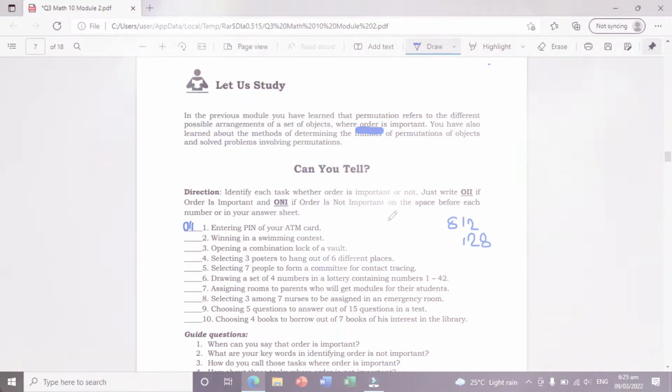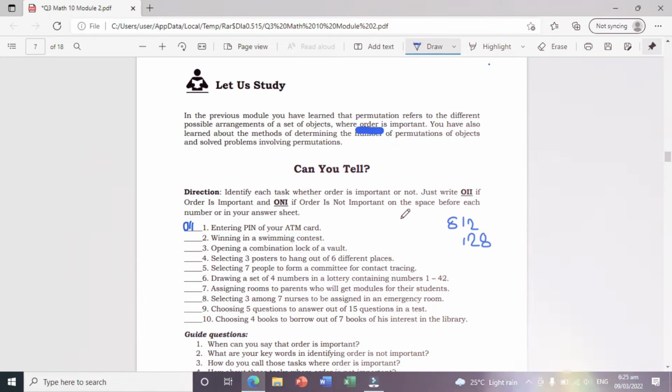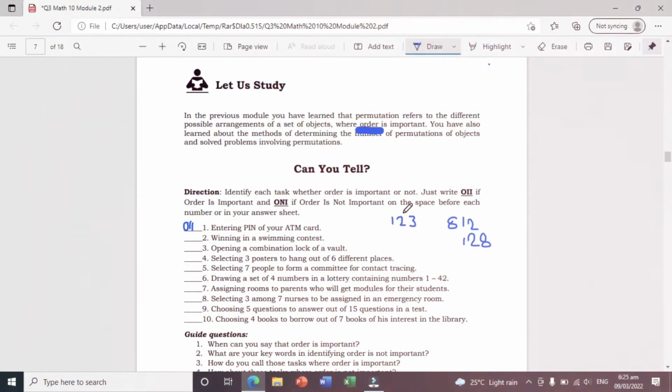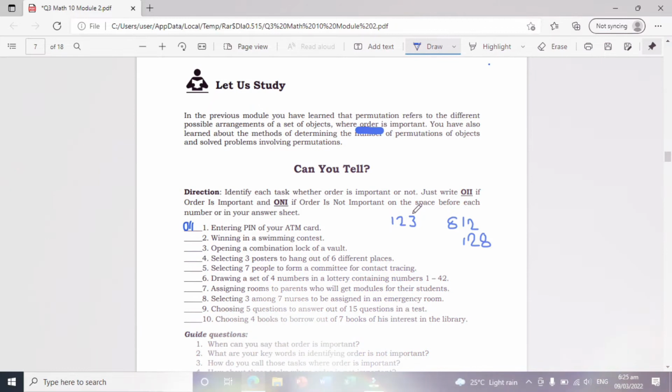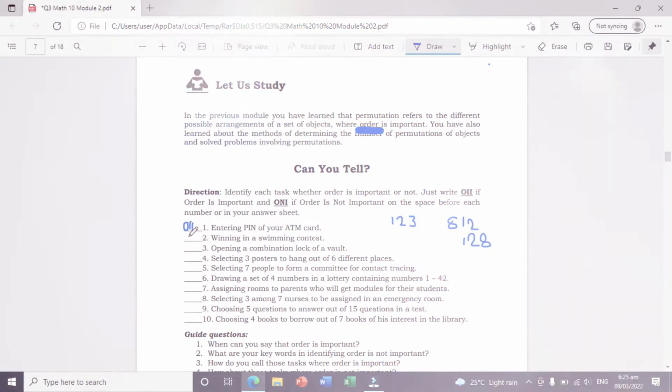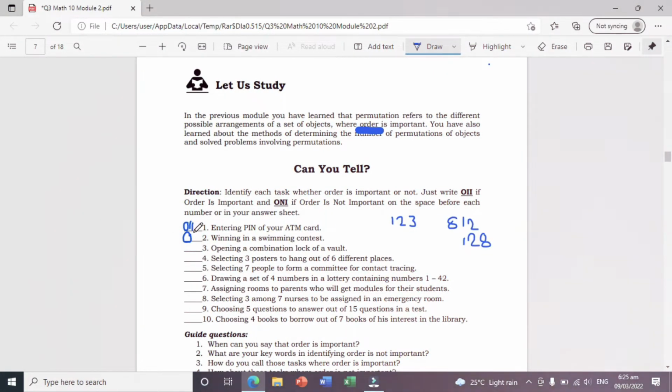Number 2, winning in a swimming contest. So pag palagay natin ikaw yung first, tapos ang second yung classmate mo, tapos yung third yung kapitbahay mo. What if iba yung first? Ang first is yung kapitbahay mo, second ikaw, ang third yung classmate mo. Pareho ba sila? Hindi. So is order important? Very good. So we write OI.